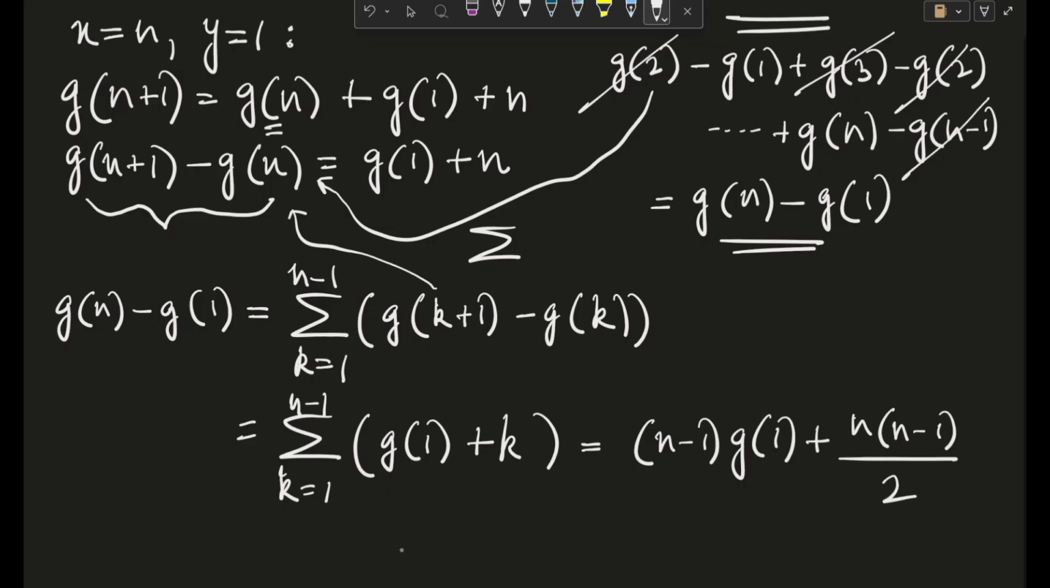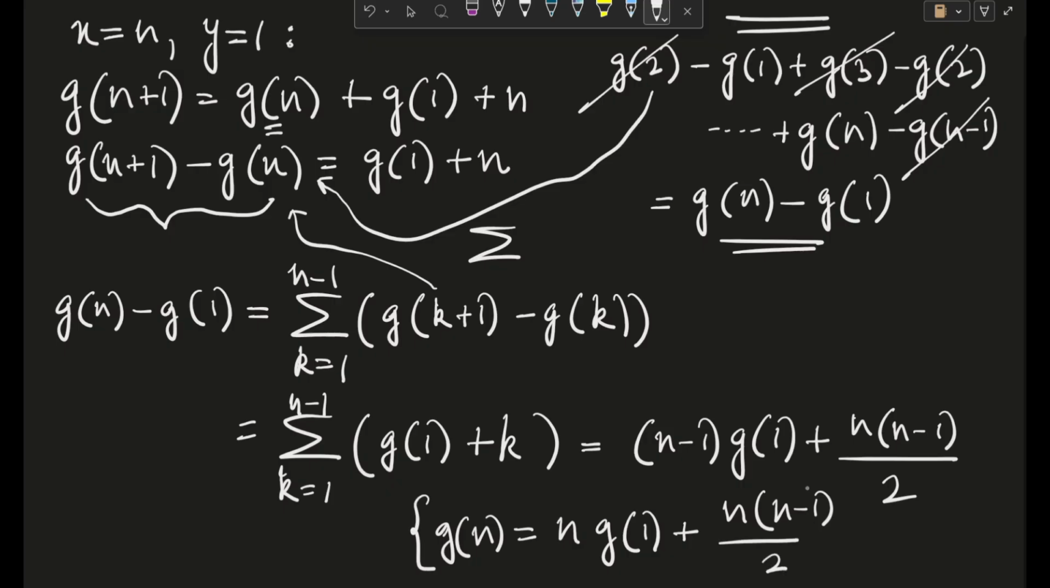Now if we take g of n to the left hand side, and g of 1 to the right hand side, this will become n times g of 1 plus n into n minus 1 by 2. This is actually the most valuable expression till now in this entire question, because this will give us everything we want. For that we need g of 1, because that's still not found. So I will change the page and further manipulate.